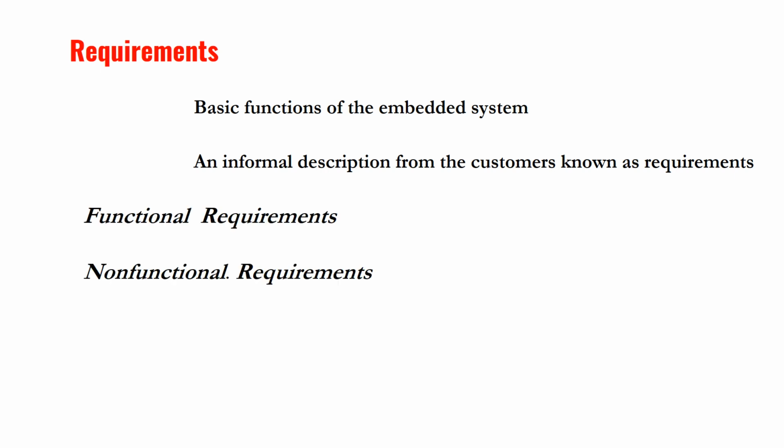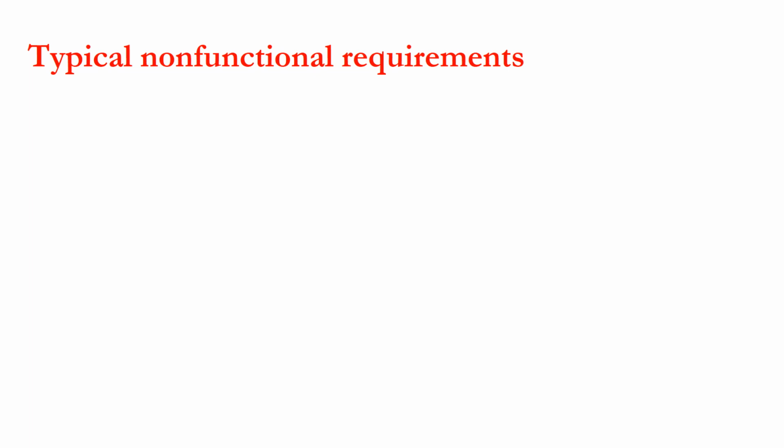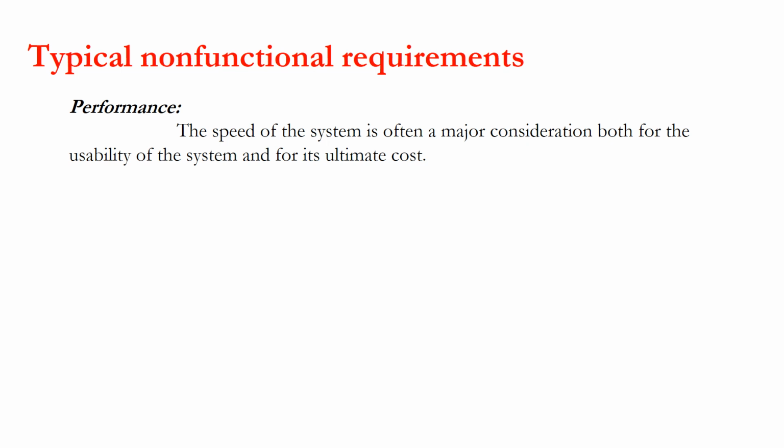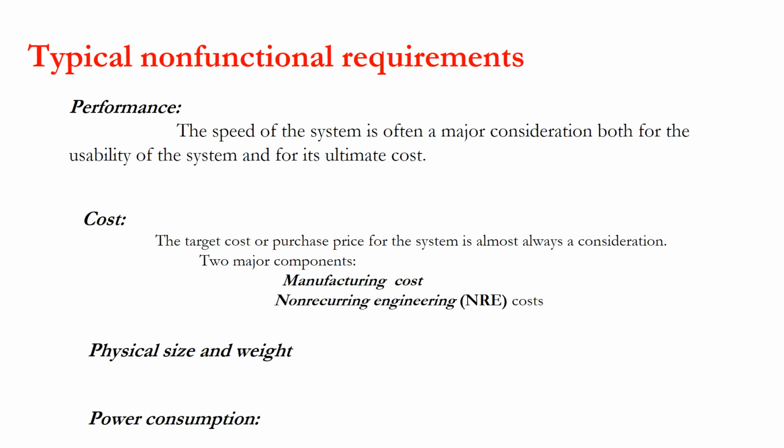We must capture the basic functions of the embedded system, but a functional description is often not sufficient. Typical non-functional requirements include performance, cost, physical size and weight, and power consumption. Here, the performance stands for the speed of the system. It is often the major consideration for the usability of the system and for its ultimate cost, because if we increase the speed of the system, it is directly proportional to our cost.